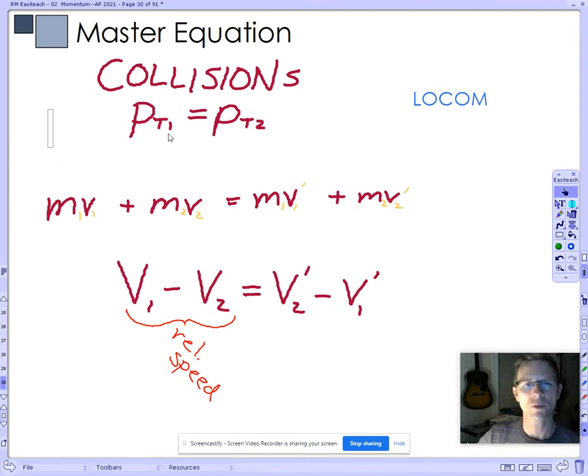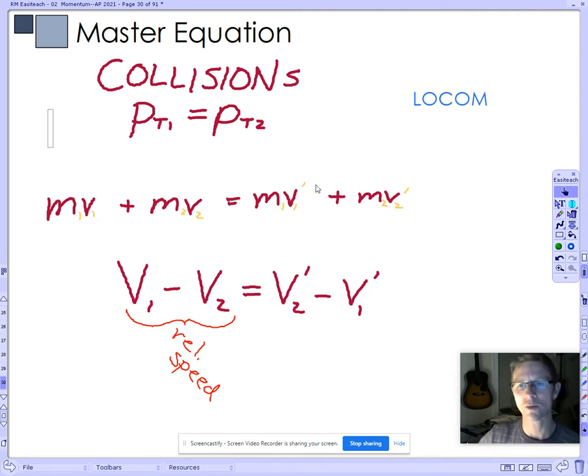Now, what you want to do is write P total 1 equals P total 2. But instead of energy where there are a bunch of different types, it's all just momentum. But they're momentum of different moving objects. So moving object 1, mv, moving object 2, mv. All of this on the left side is before, all of this on the right side is after. Then you throw in a bunch of subscripts. The first object's mass, the second object's mass, first object's mass, second object's mass, velocity, velocity, velocity, velocity.